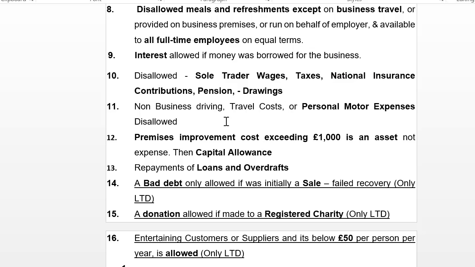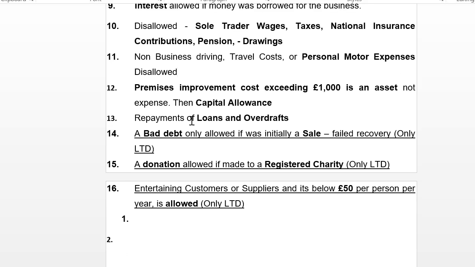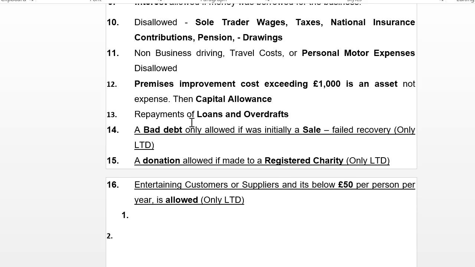Now, number 11, we're looking at non-business driving travel costs or personal motor expenses. They are disallowed. They have got nothing to do with the business. These are personal motor expenses, driving expenses, or travel costs. They should not be recorded in business records. So we are looking at the business entity concept, whereby we try to separate personal and business matters.